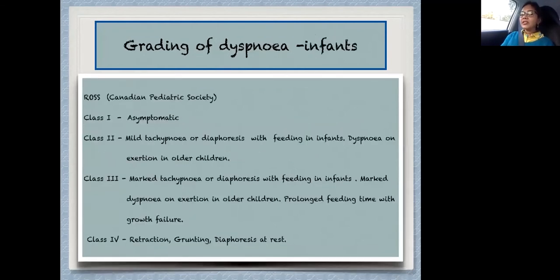How do you do that in infants? We have a classification system, which is the Ross classification, which is class 1, 2, 3, and 4, which closely parallels the NYHA. Class 1 is asymptomatic. Class 2 is mild tachypnea or diaphoresis with feeding in infants. So feeding is an activity of exertion in infants. That is why you actually use it to grade with the Ross. And class 3 is marked tachypnea or diaphoresis with feeding in infants, or even prolonged feeding times with growth failure can be classified as class 3. Class 4 is retraction, grunting, and diaphoresis at rest.